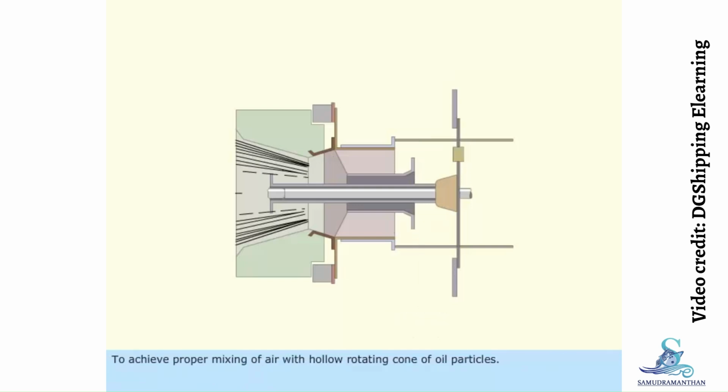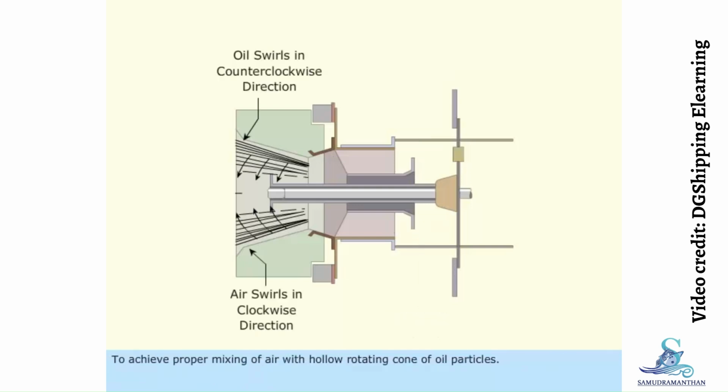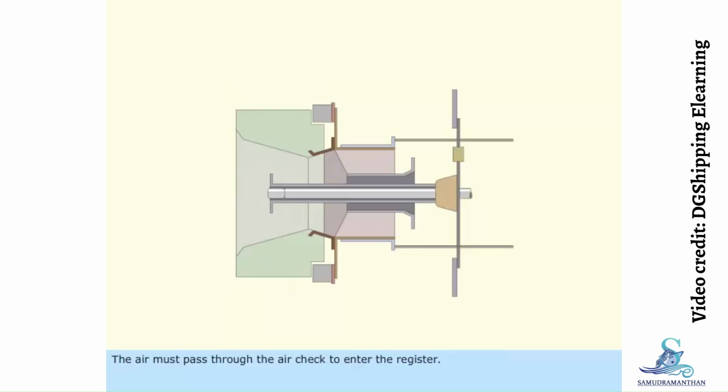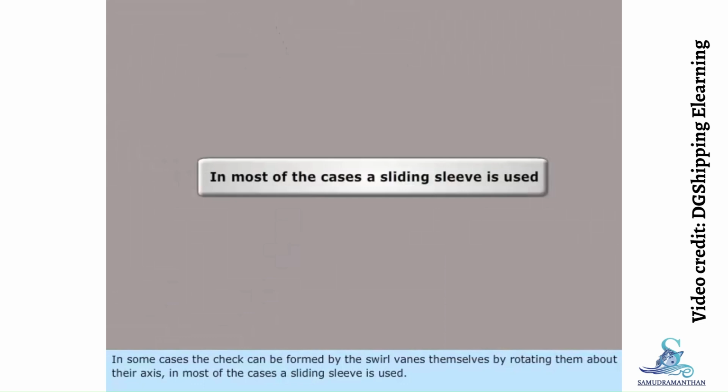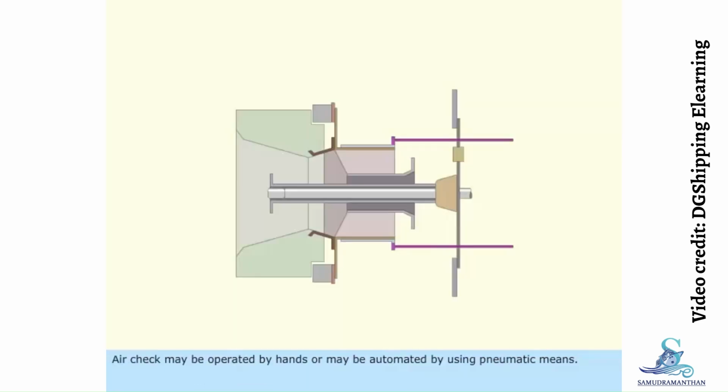To achieve proper mixing of air with the hollow rotating cone of oil particles. The air must pass through the air check to enter the register. In some cases, the check can be formed by the swirl vanes themselves by rotating them about their axis. In most cases, a sliding sleeve is used. The air check may be operated by hand or may be automated by using pneumatic means.